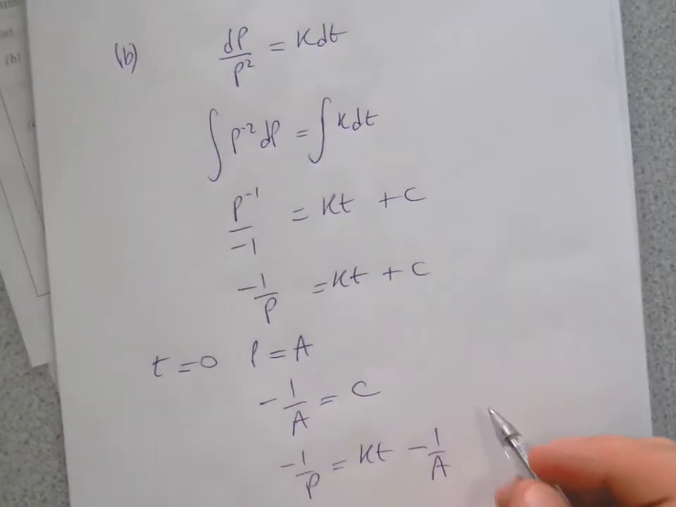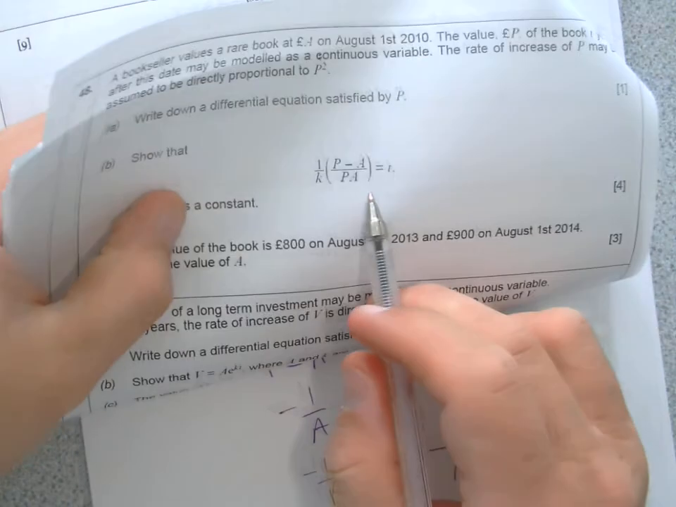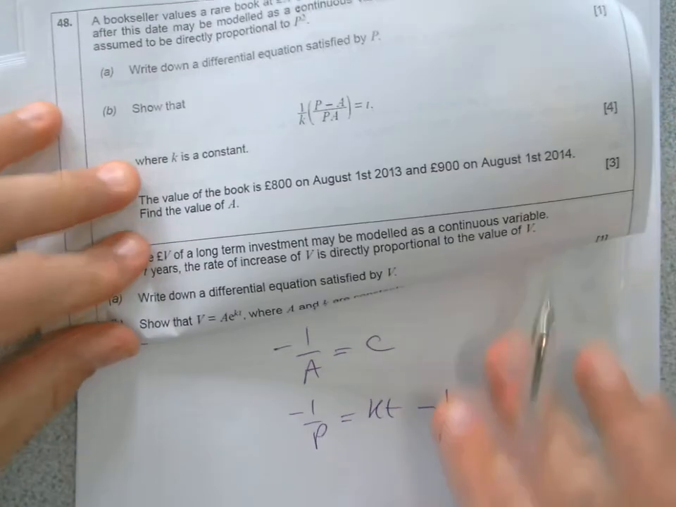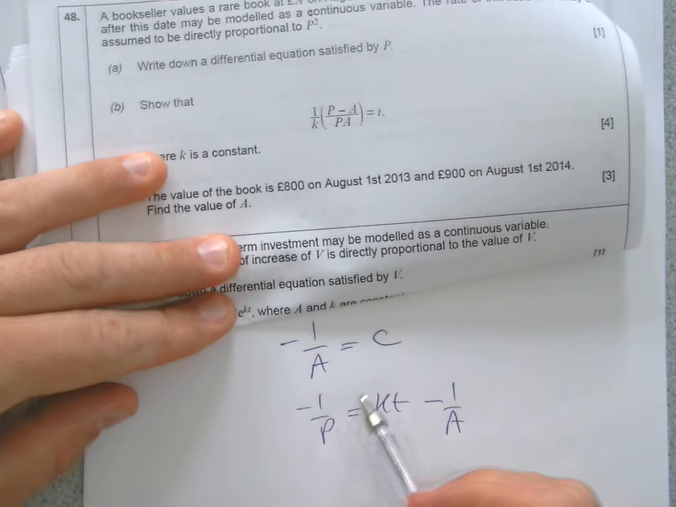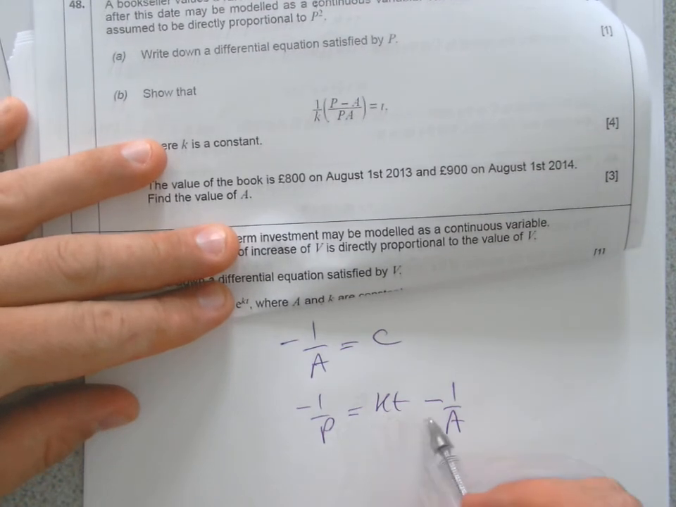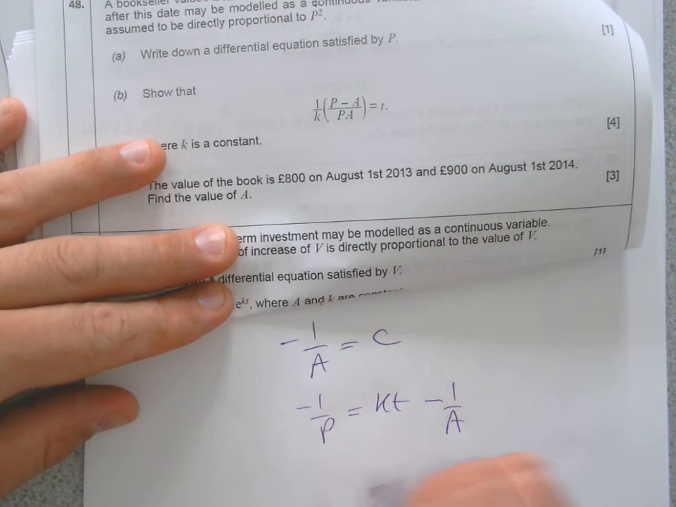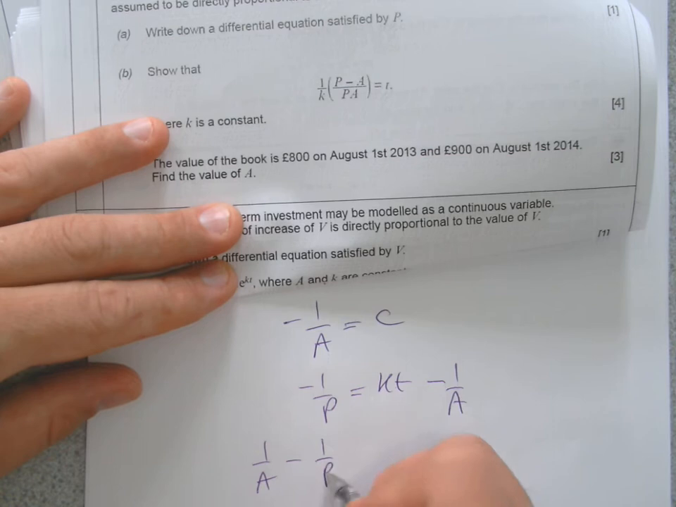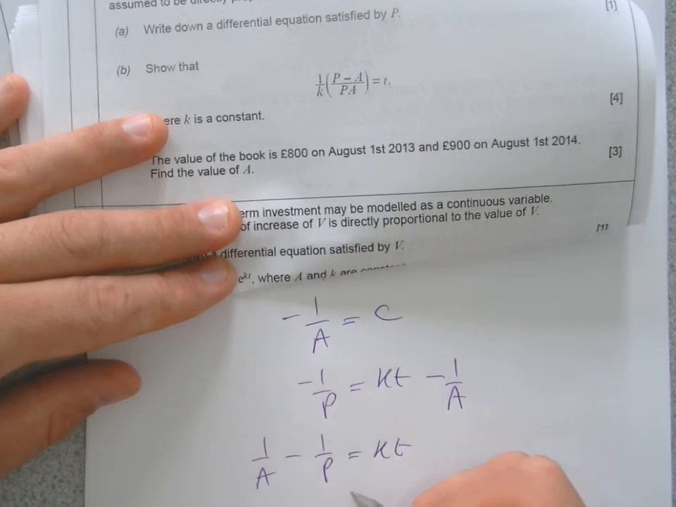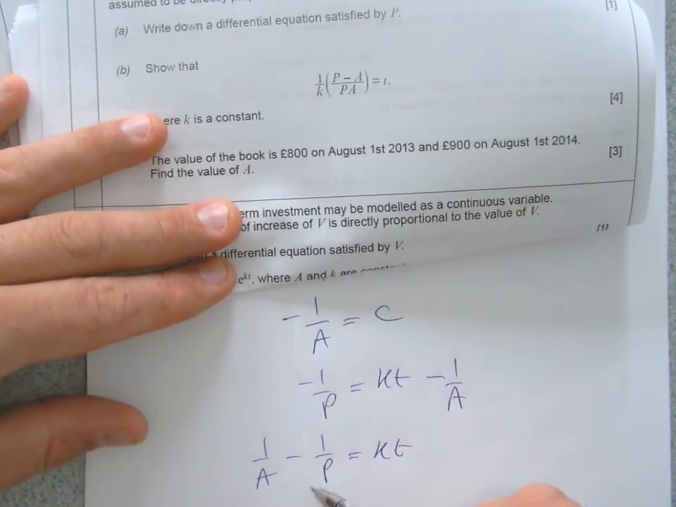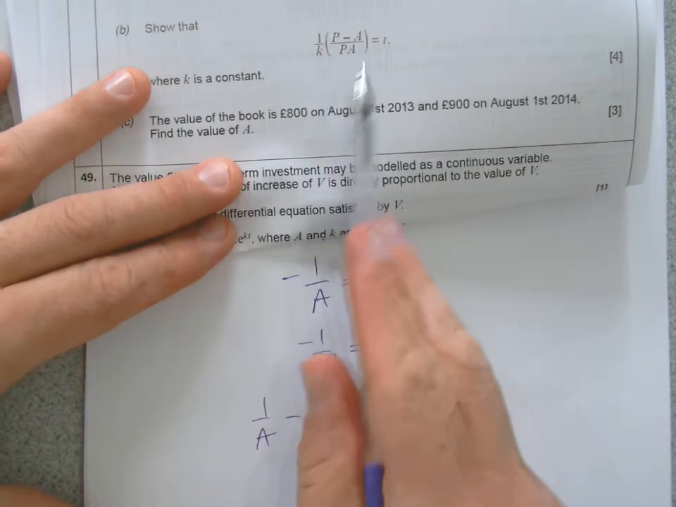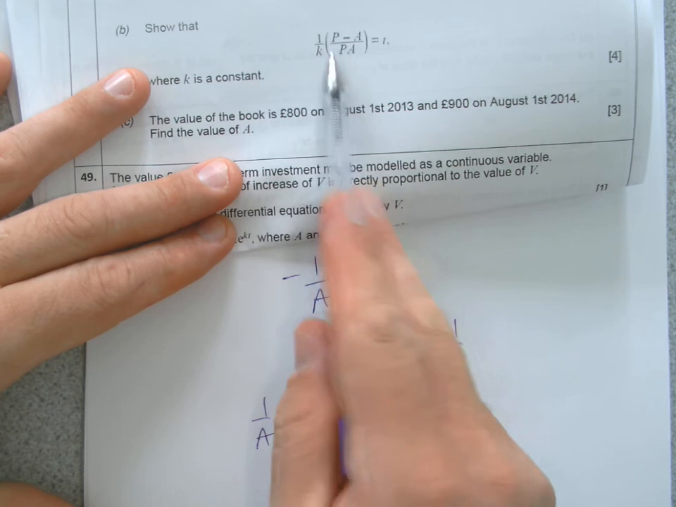Now we've got to get this from here. Keep kt there, take minus 1 over A over, so you get 1 over A positive with kt. And to get this from here, you can see they've written it as one fraction, haven't they?